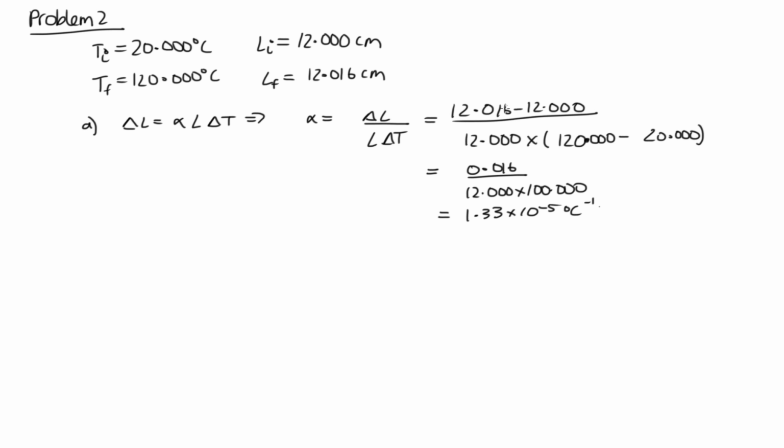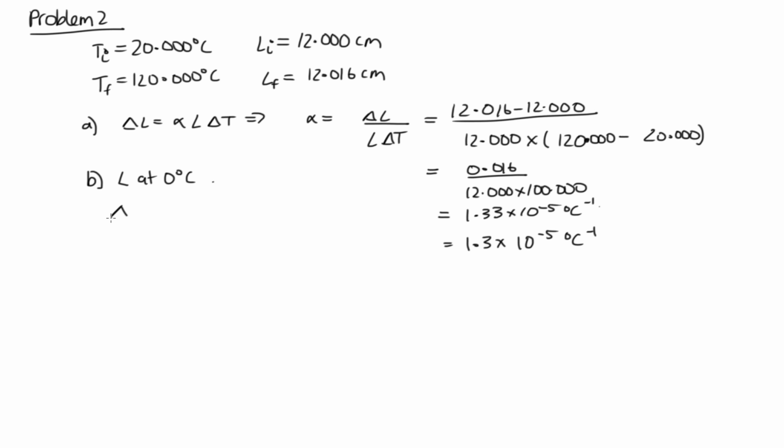But then technically, since this difference here only had two significant figures, we should really give this to two significant figures. So 1.3 times 10 to the minus 5 per degree C, which is about the right order of magnitude for a metal. So that's good. Okay, part B, then: what is the length of the rod at the freezing point of water? So we want to know the length at 0 degrees C.